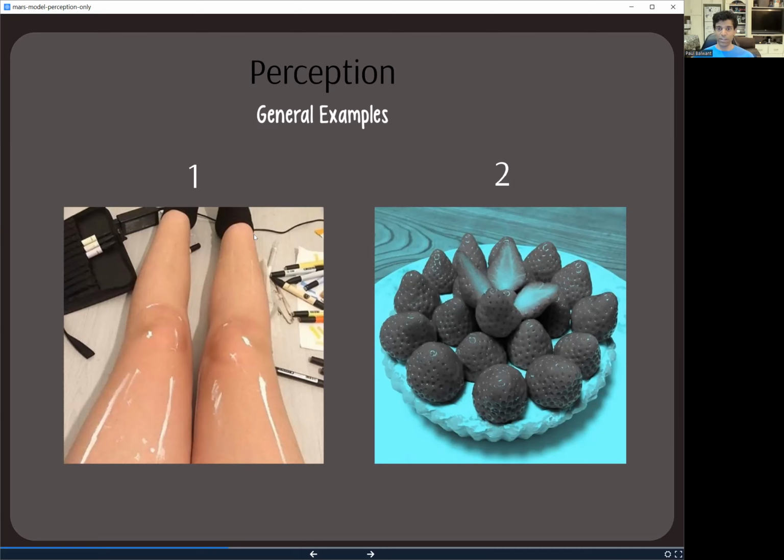So in these general examples here, in image 1, what do you see? I'll give you about 5 seconds. Right. Some people will say they see glossy legs, right? Shiny legs. And it took me a while, but that's our interpretation of reality, right? We see it with our eyes. And of course, it's really dry legs, but with whiteout on them, right? Liquid paper, whiteout. Do you guys still use that? All right.